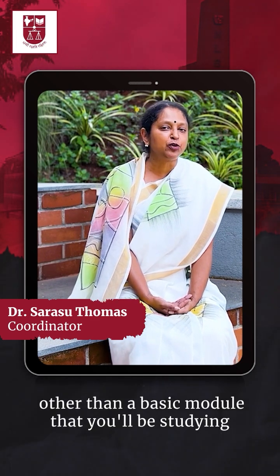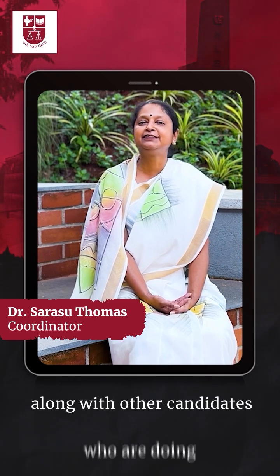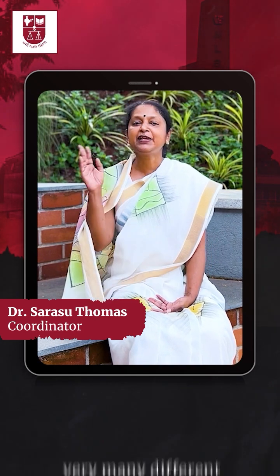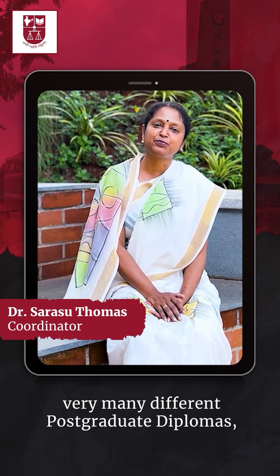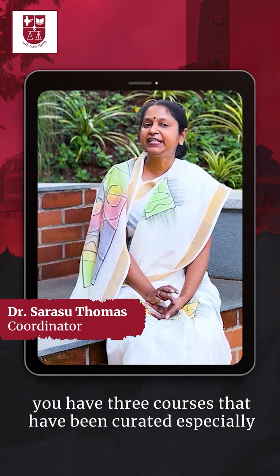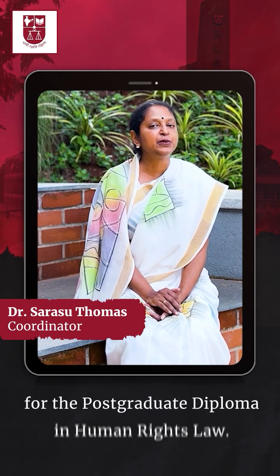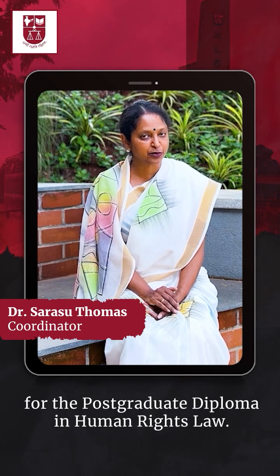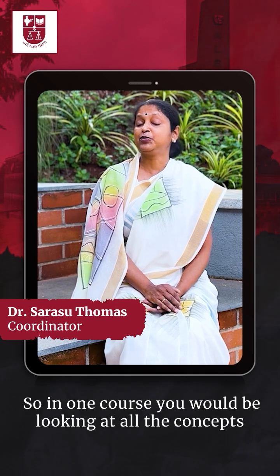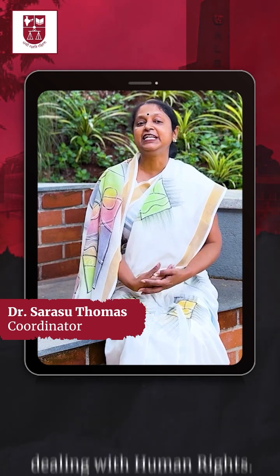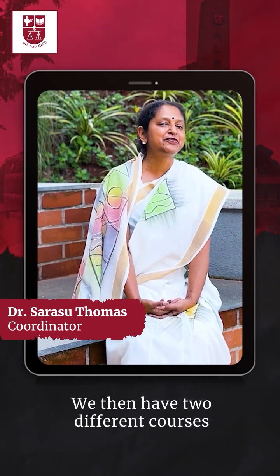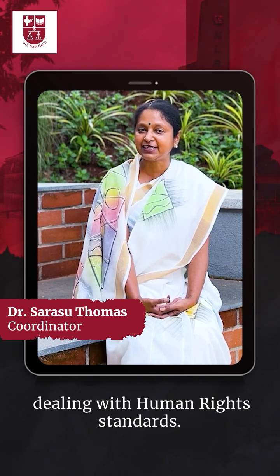Other than a basic module that you'll be studying along with other candidates who are doing very many different postgraduate diplomas, you have 3 courses that have been curated especially for the postgraduate diploma in human rights law. So in one course, you will be looking at all the concepts dealing with human rights. We then have 2 different courses dealing with human rights standards.